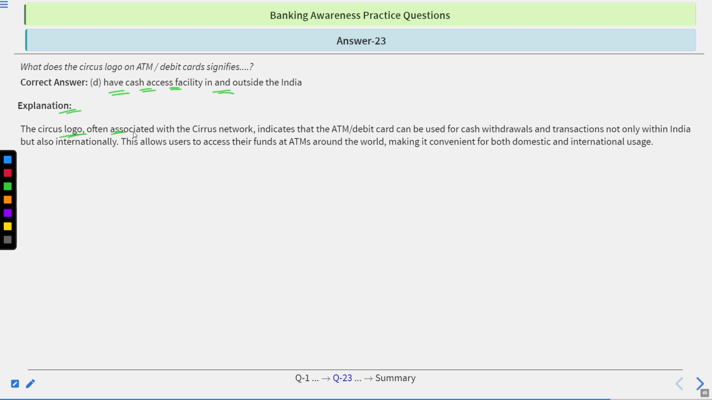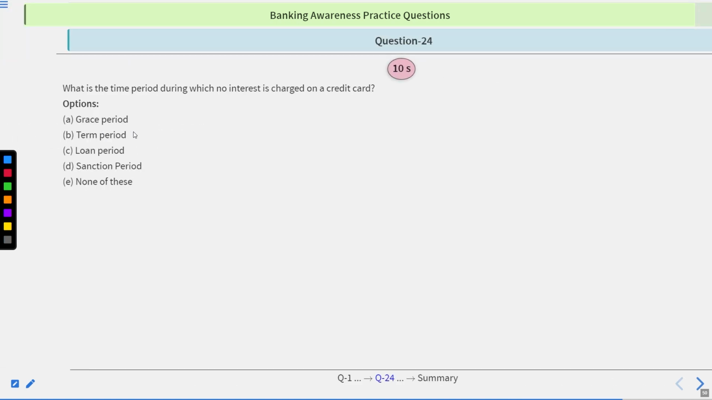Explanation: The Cirrus logo, associated with the Cirrus network, indicates that the ATM debit card can be used for cash withdrawals and transactions not only within India but also internationally. It allows users to access their funds at ATMs around the world, making it convenient for both domestic and international usage.